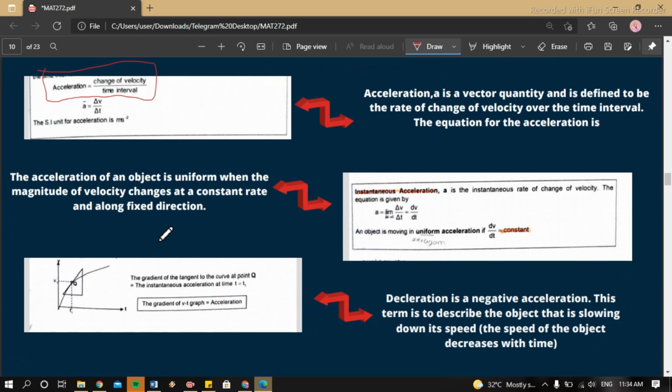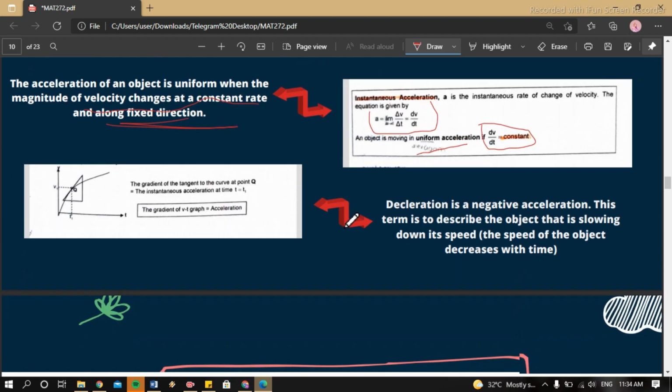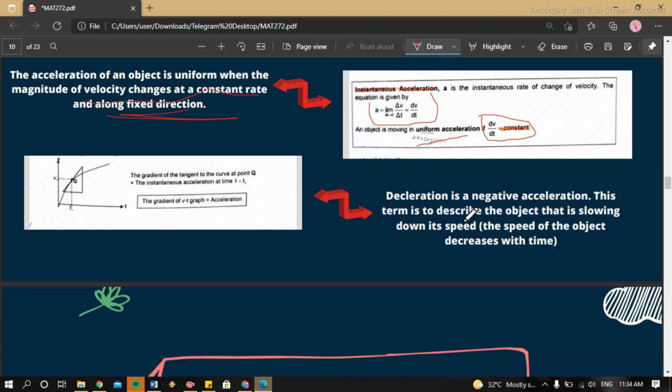The next is the acceleration of an object is uniform when the magnitude of velocity changes at a constant rate and along a fixed direction. So the equation is given like this. An object is moving in uniform acceleration if dv over dt is equal to a constant. The next is negative acceleration. This is the term to describe an object that is slowing down. The speed of the object decreases with time. So the gradient of the velocity against time graph is equal to acceleration.